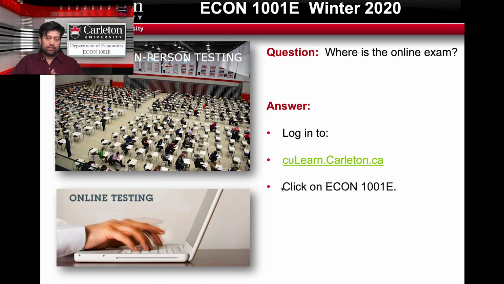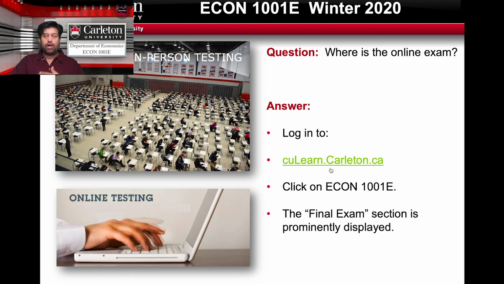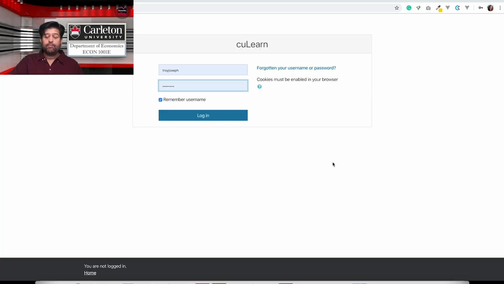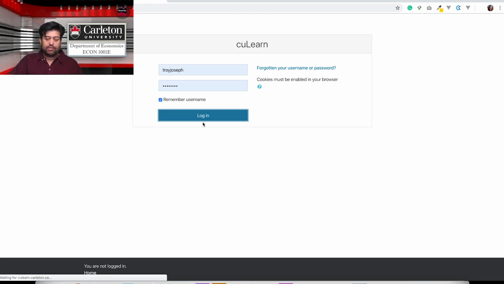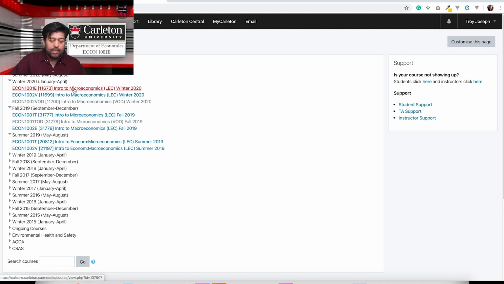Next question, where do we get this online exam? Well, let's go through it together. You go to your CU Learn account, click on our course, and then you will see the final exam displayed prominently near the top. Let's do it together. So, CU Learn, log in, have your accounts ready, and make sure you know your password so you don't waste any time on exam day.